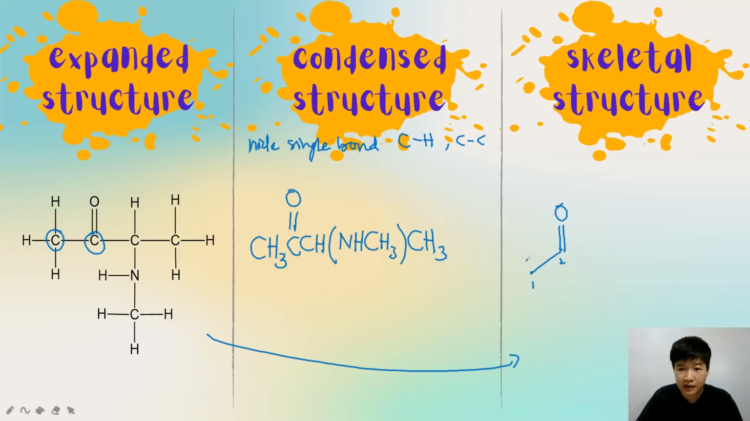Continue to the third carbon. The third carbon over here has an H, so we are going to hide the H. Ignore it. Single bond to an NH. So bear in mind, we must show all the functional groups. NH.